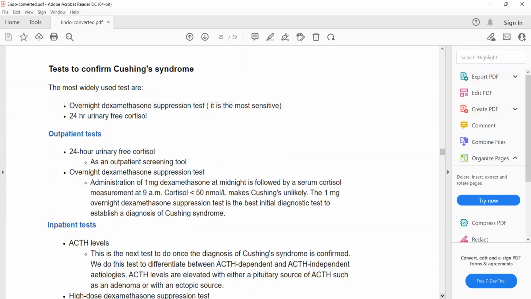How is this test performed? Normally, 1 milligram of dexamethasone is administered. In normal people, if we give 1 milligram of dexamethasone, it will suppress the cortisol level.